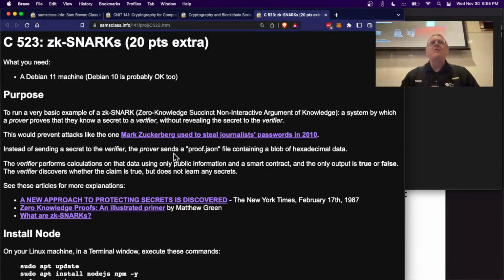Yeah, and that's the problem with sending your password to a server. You're exposing a secret to the server. And that is not necessary if you have zero-knowledge proofs. Instead of sending a secret to the verifier, the prover sends a proof.json file containing a blob of data which proves that you know something. And the verifier can perform calculations on the data using only public information, and they can verify that the claim is true without learning a secret. And this is why it's very important, and everybody is developing these systems.